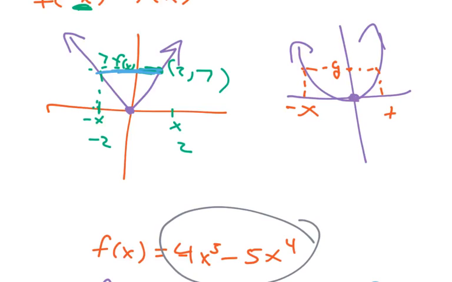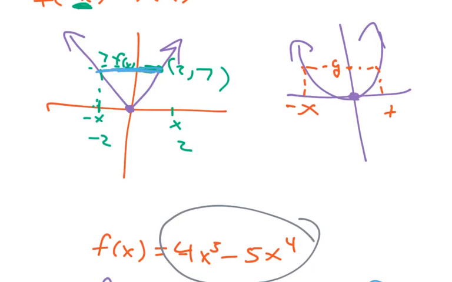Okay? So if that's the way you want to think about it, totally fine. If all the exponents are even, then it's even. If all the exponents are odd, it'll always be odd. And if they're changing, then it's neither. Okay? So we need to talk about the odd. What's an odd function?